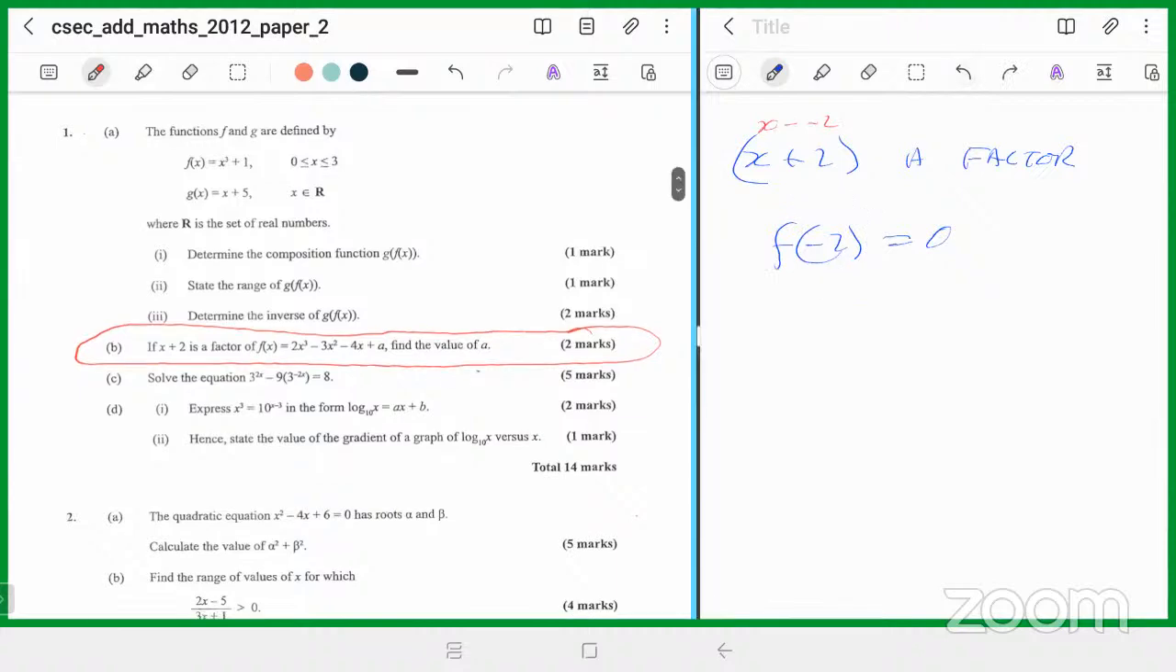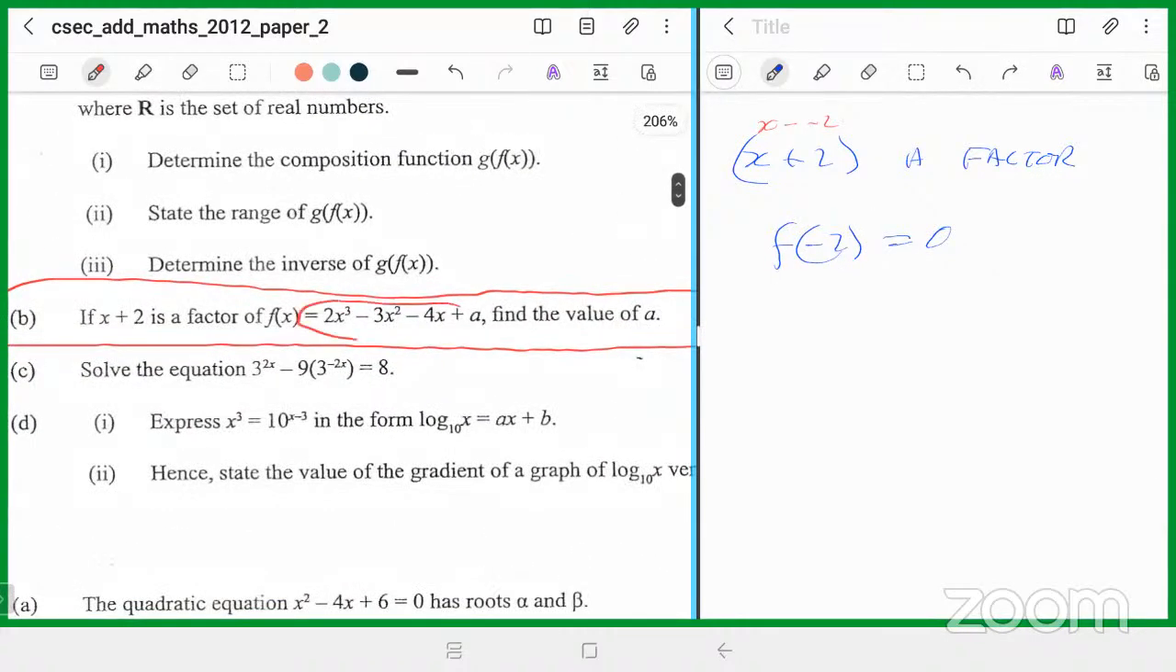So basically we're plugging minus 2 in this. All you have to do is be careful with the negative sign. The negative 2 here is going to give us negative 8, negative 8 times 2 is negative 16. Negative 2 here is going to give us a positive 4, positive 4 times this negative 3 gives a negative 12. Negative 2 times this negative 4 gives a positive 8. Then I have this plus a, and all of that works out to be 0.